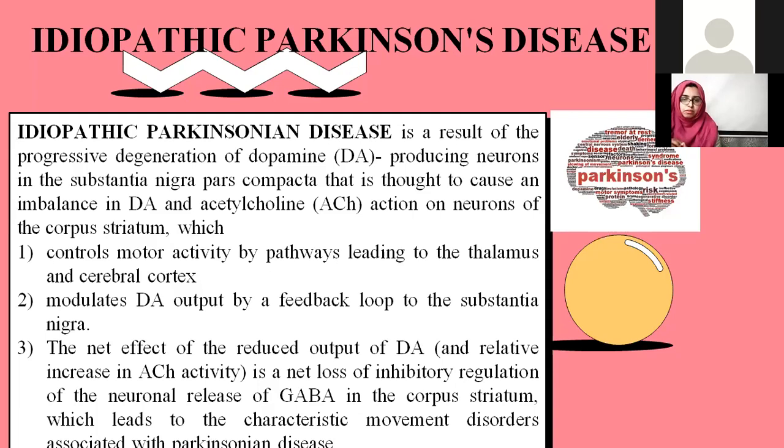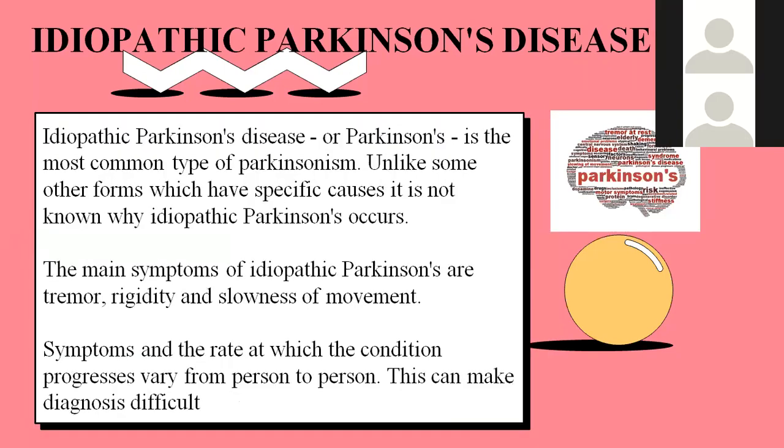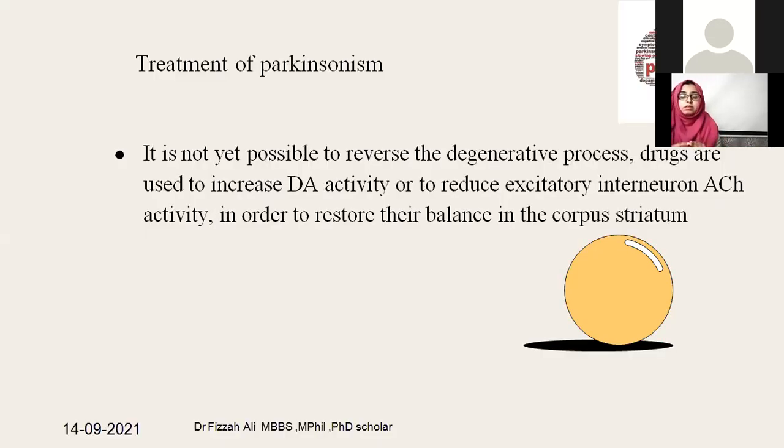Okay, so what is happening till now is that there is an imbalance between dopamine and acetylcholine. I think this is crystal clear to everyone. And what is the net effect? That the inhibitory effect of GABA is also compromised, which leads to the movement disorders. Idiopathic Parkinson disease is the most common type of Parkinsonism, and the symptoms are tremors, rigidity, and slowness of movement. Now, before treating the patient, what should be the goal of treatment in our mind?